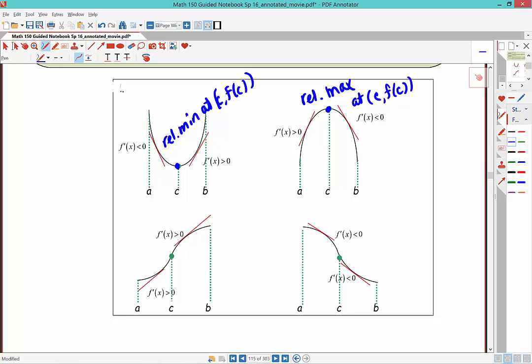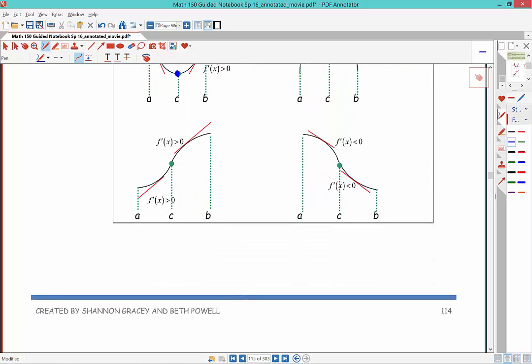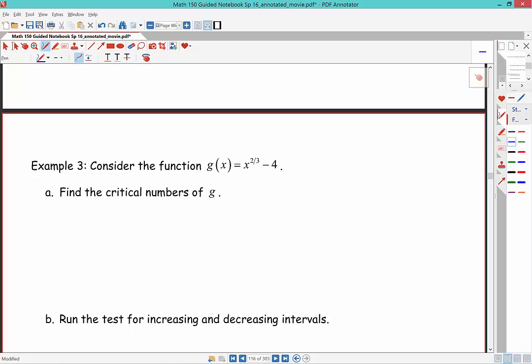So over here, if you notice this third one, you've got a derivative that's positive on both sides. So there's something interesting, right? See how there's this bit of a bobble, but it's not the case where it is a relative extremum. And same on the right side, both sides negative. Okay? All right, so here we go.